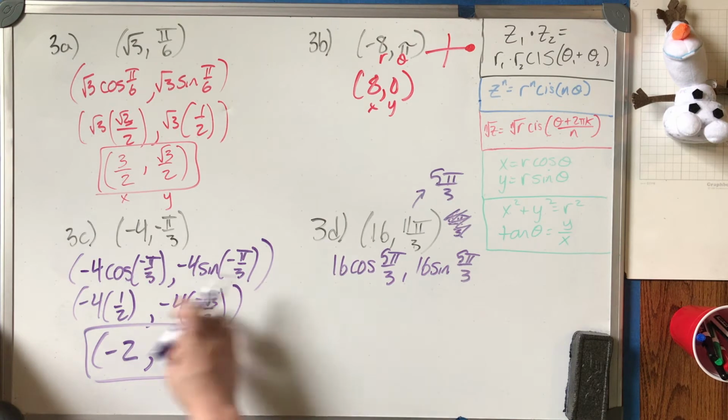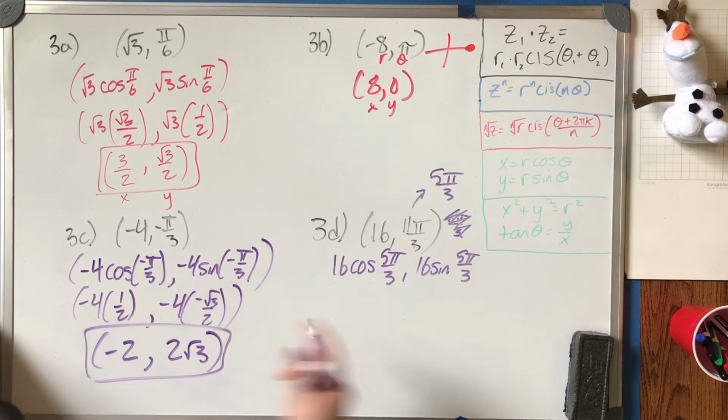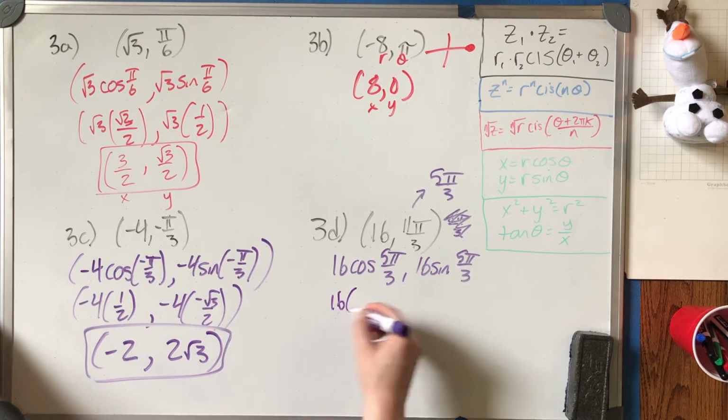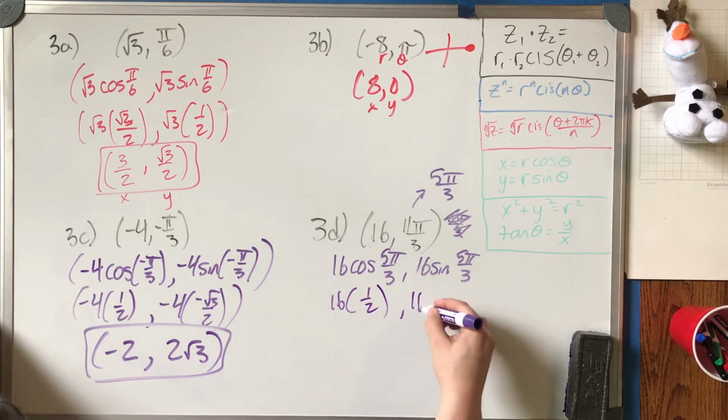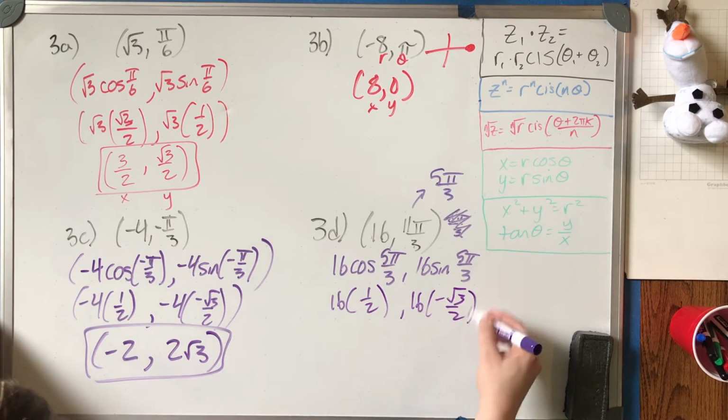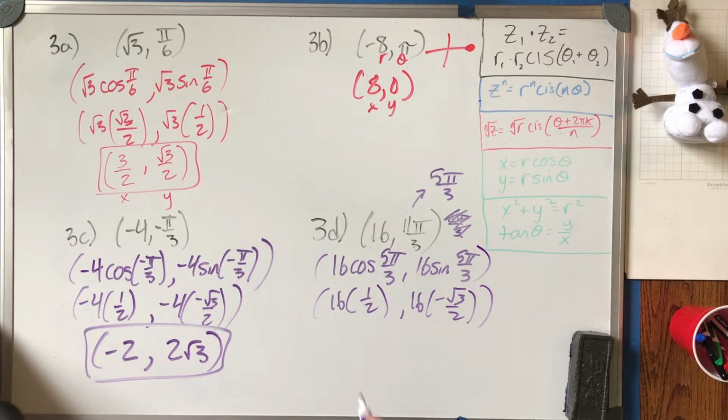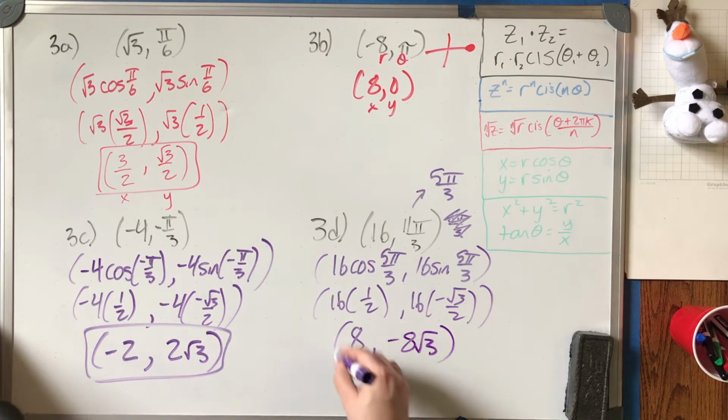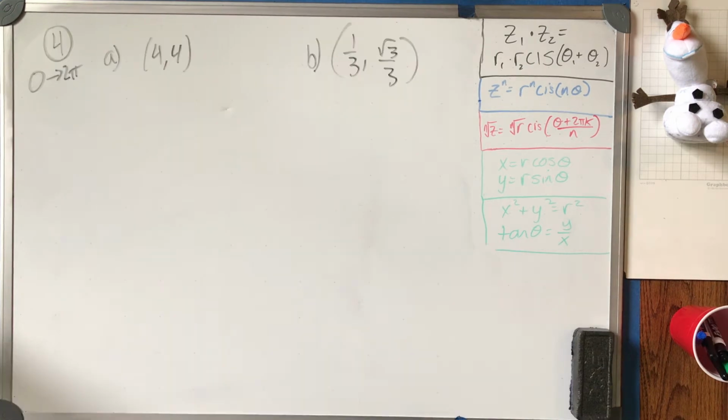So cosine of 5 pi over 3 is actually the same as negative pi over 3. So we can just take the same answers that we already got. That's going to be a positive 1/2. This is going to be a negative square root of 3 over 2. I forgot my little parentheses there. So this is going to end up being (8, negative 8 rad 3). And we're done.